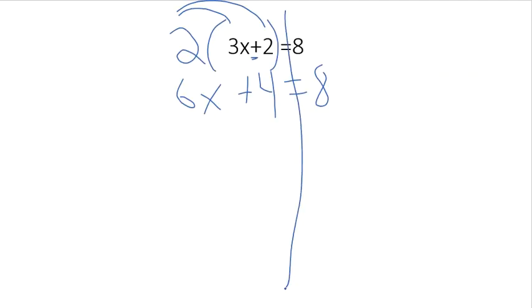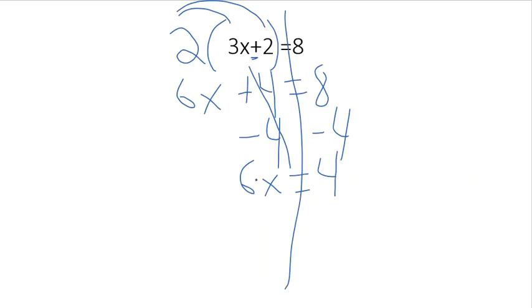We now have a two-step equation. We'll start with the plus 4 because it's a number without a variable. The opposite of plus 4 is minus 4. We'll do it to both sides. Plus 4 minus 4 is 0, which leaves us with 6x is equal to 8 minus 4, which is 4.